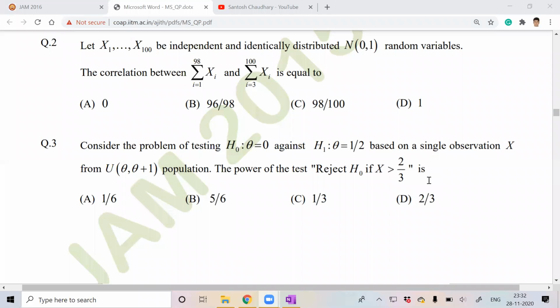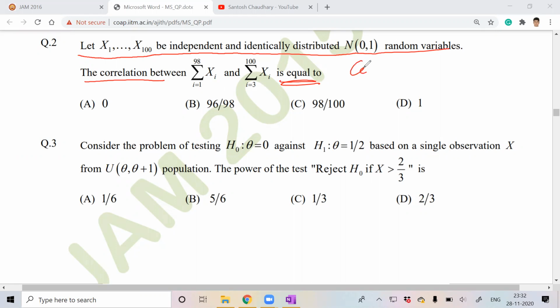Okay, let's see question number 2 now. So question number 2 is what? Let x1, x2, up to x100 be IID normal(0, 1) random variables. The correlation between summation xi from 1 to 98 and summation xi from 3 to 100 is equal to what? So we need the correlation coefficient between these.